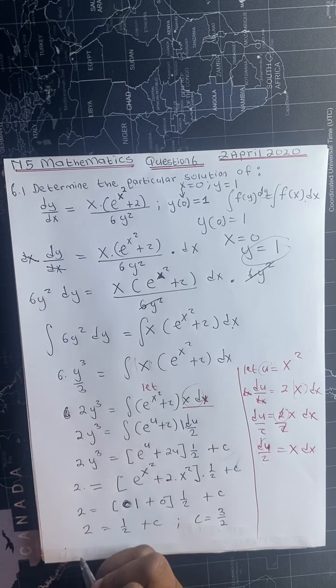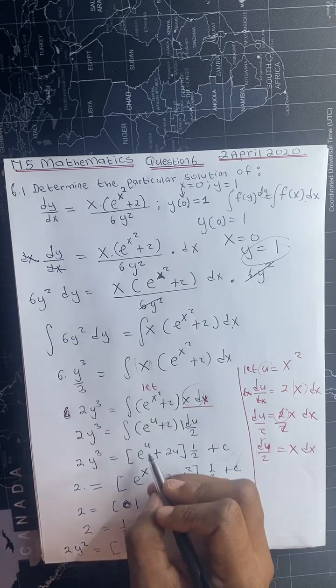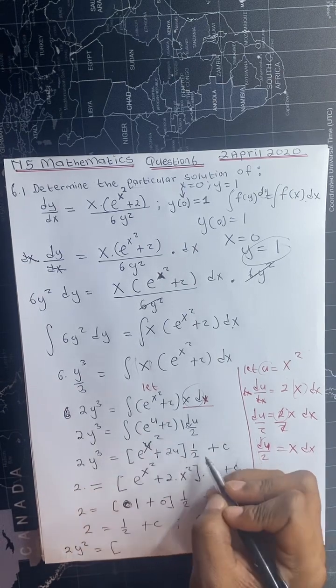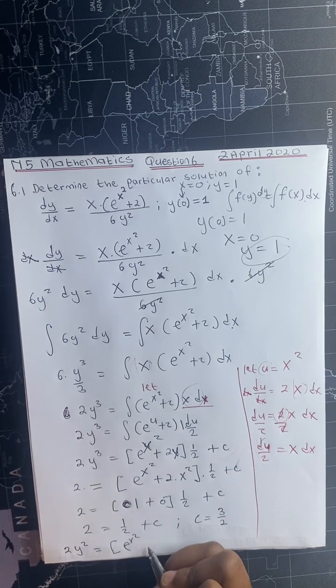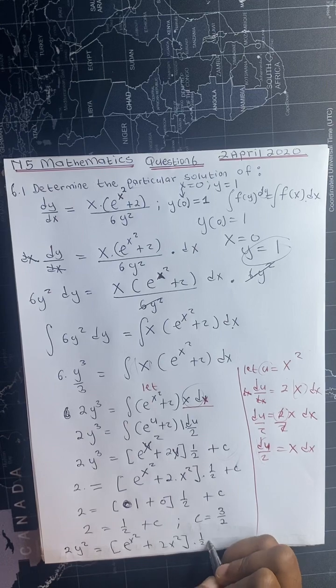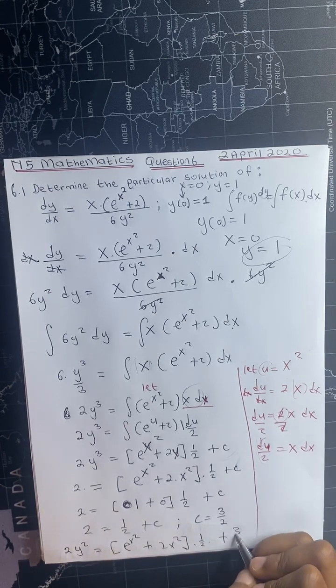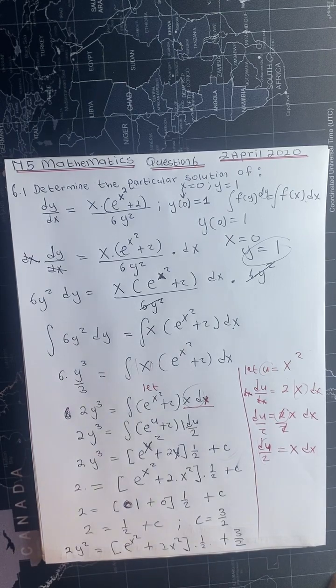So we'll have 2y cubed is equal to, in the place of that, we're supposed to substitute back the x squared. So e to the power x squared plus 2x squared, multiplied by 1 over 2, and c we determined as 3 over 2. So this is our particular solution for question 6.1.